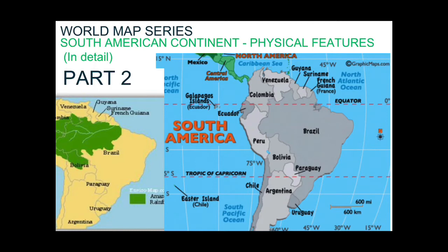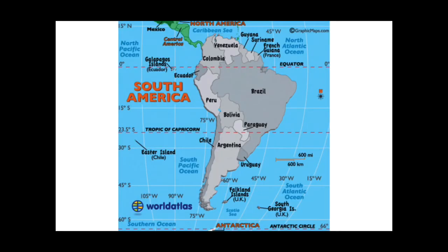So in continuation of our word map series, I have come with part 2 of South American continent physical features. As in my previous video, I told you about some of the features of the South American continent. Now we will cover the leftover parts we have not done in part 1. So let's start with this. First, let us recall some of the things which we have read in part 1.